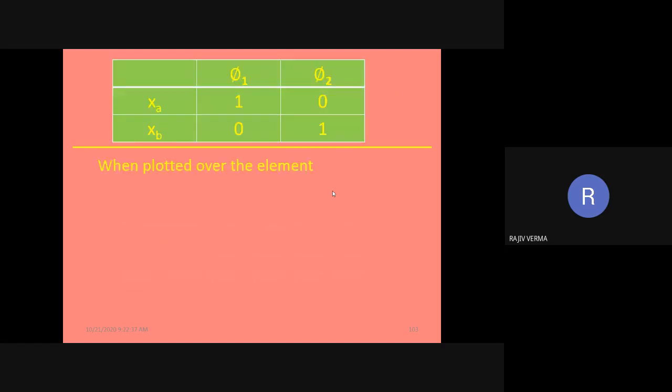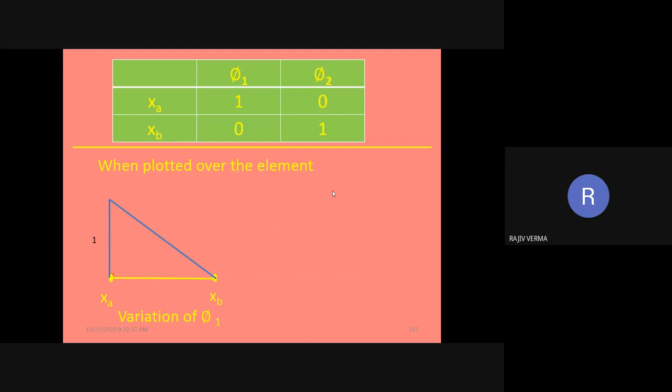Now when we plot the expressions, when we plot the values of phi 1 and phi 2 over the domain, they are obviously going to have a linear behavior. So the value of phi 1 is 1 at xa, it has a value 0 at xb, and between these 2 points xa and xb, since phi 1 varies linearly, these 2 points have been connected with a straight line.